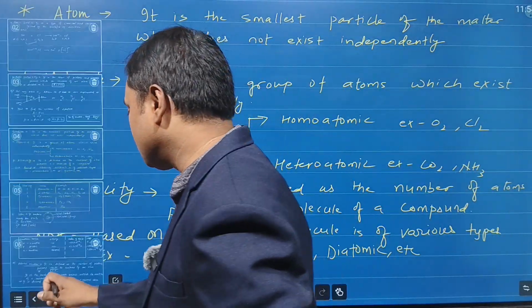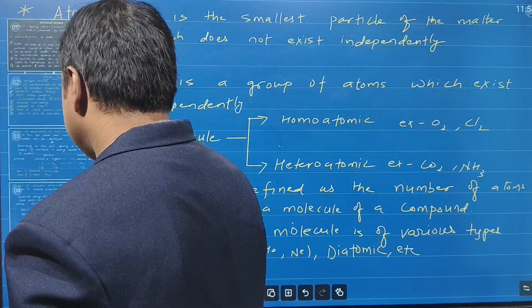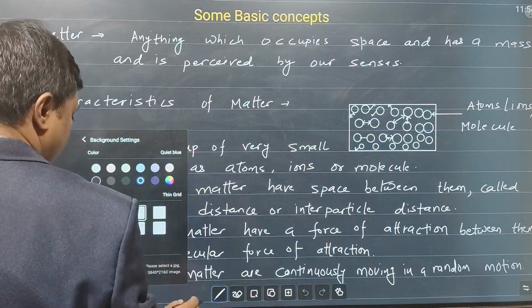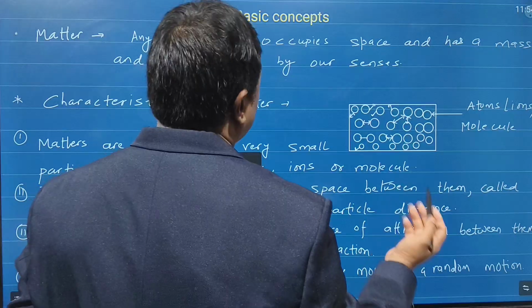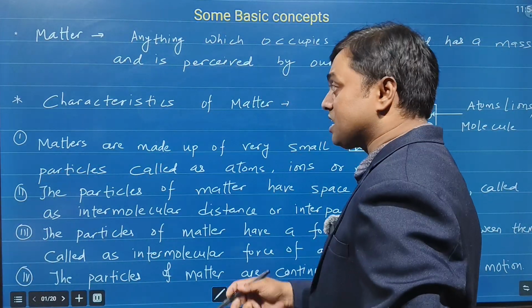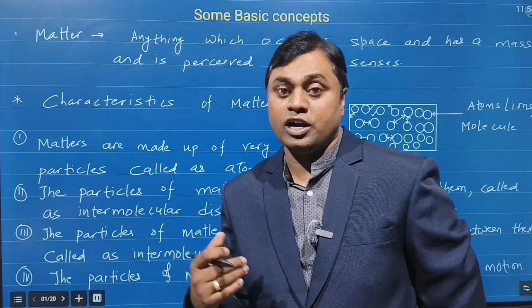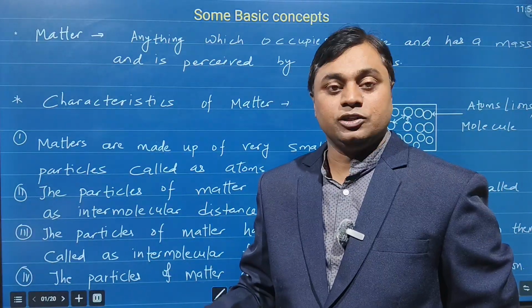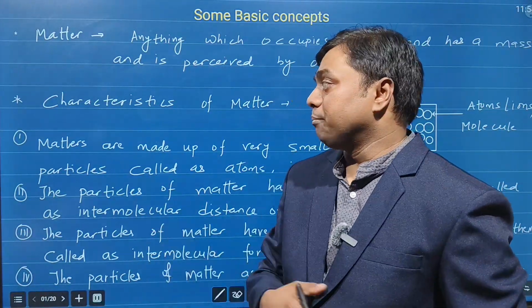Okay, so here I have also explained in this slide about the matter. Just you should know, anything which occupies a space, has a mass, and is perceived by our senses is called as matter. For example, this pen, book, table, air. So they are matters.